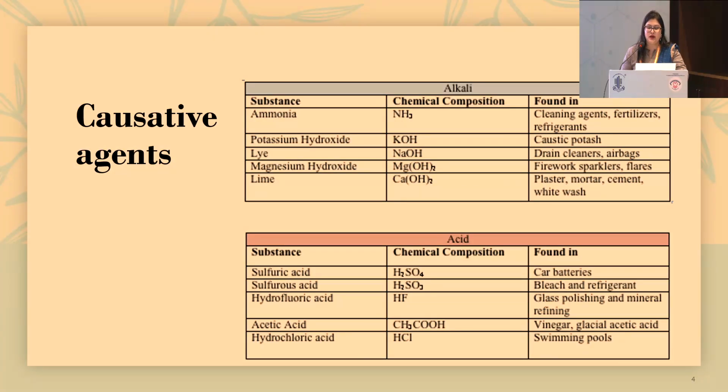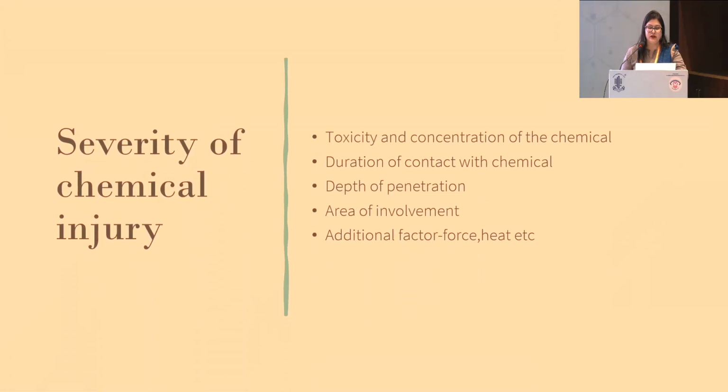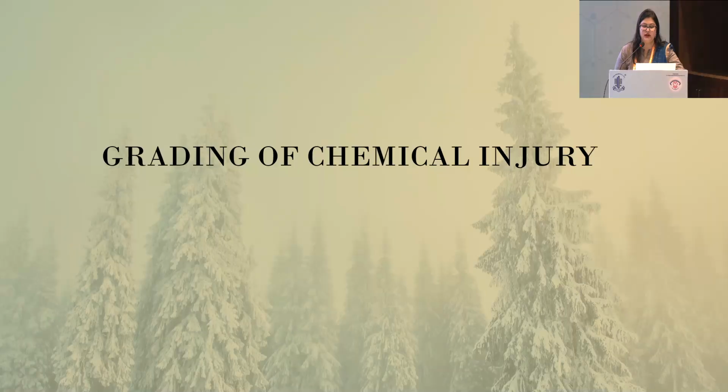Coming to the causative agents, it can be alkali and acid, and these products are very readily available in household items such as lime, refrigerants, coolants, etc. The severity of chemical injury depends upon the toxicity and concentration of the chemical, the duration of contact, the depth of penetration, the area of involvement or limbal involvement, and additional force and heat. Before we learn how to manage chemical injuries, we need to grade them.